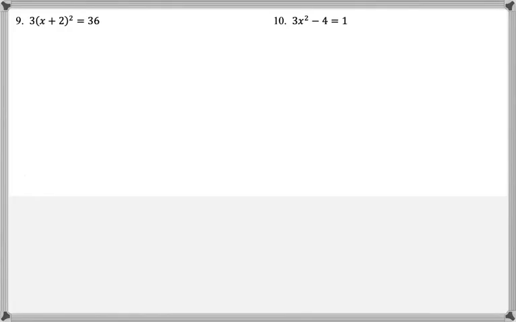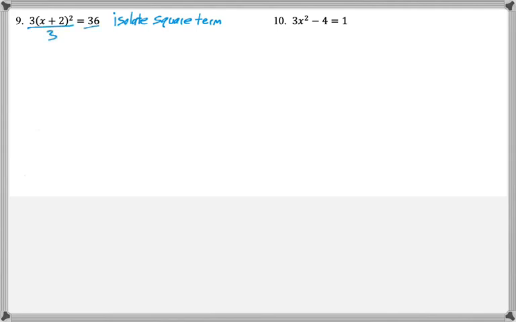I want to use the square root property to solve number 9. My first step is to isolate the square term. Now normally we only have an x that's being squared, but in this question we have an x plus 2 that's being squared. So we're trying to isolate the x plus 2.